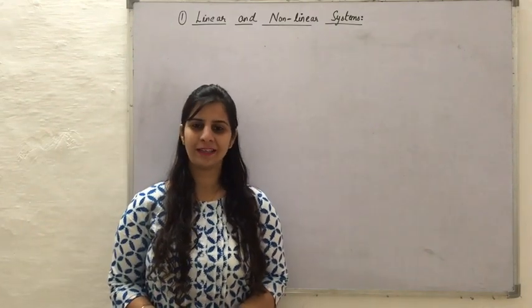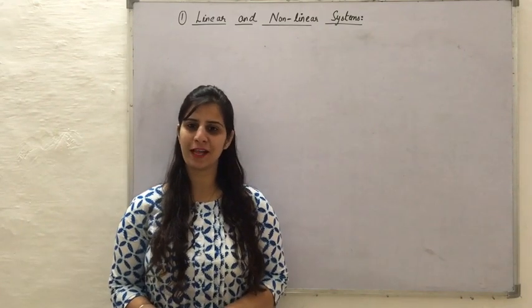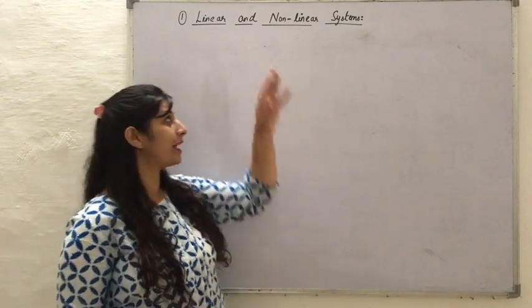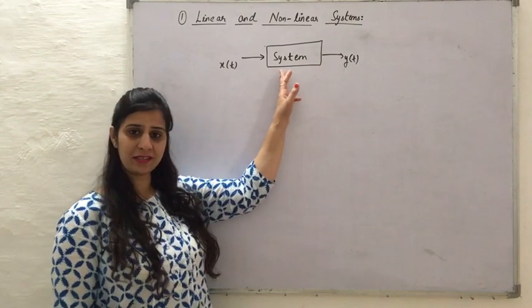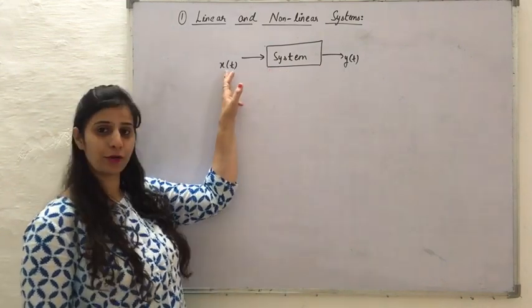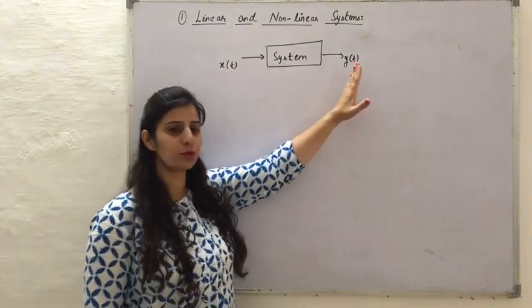Pankti's tutorial. This video lecture is about the first classification of a system, that is, linear and non-linear systems. Consider we have a system that takes input as x of t and gives output as y of t.